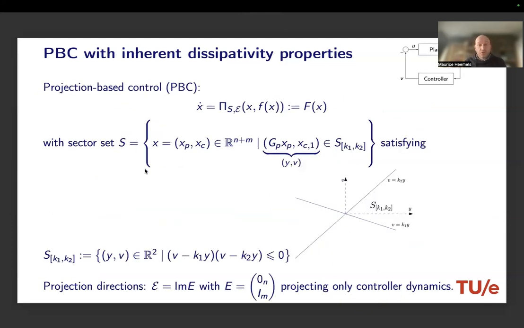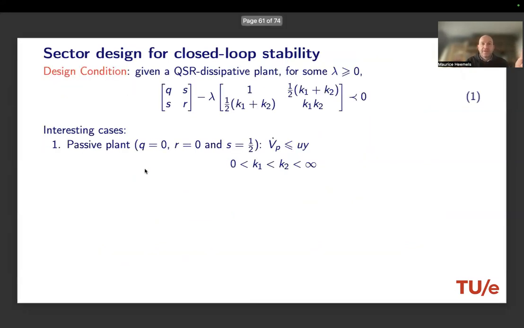So what we now want to do is we want to add a projection to the controller on a certain sector, a K1, K2 sector, to make sure that the input-output of the controller, with that of the plant, lie in a certain sector. And we make sure that the sector is going to be tailored to the dissipativity property of the plant. In particular, if the plant satisfies a certain QSR property, think about passivity. Actually, that's the one I have over here. So in that case, we have Q0, R0 as is 0.5. So we get that the plant is passive.